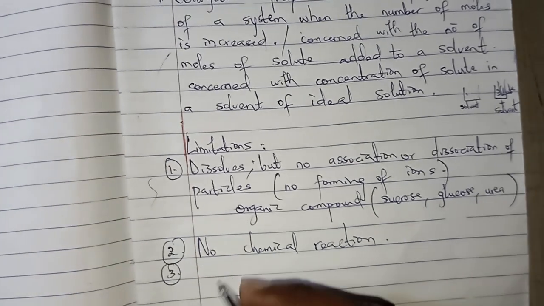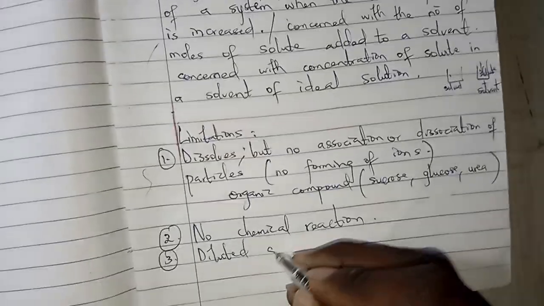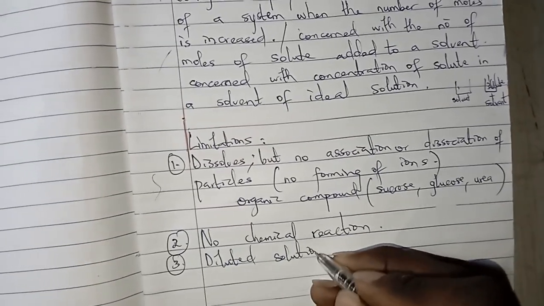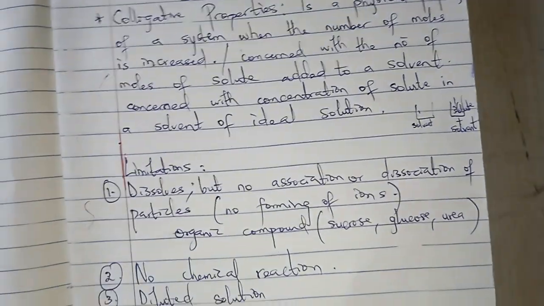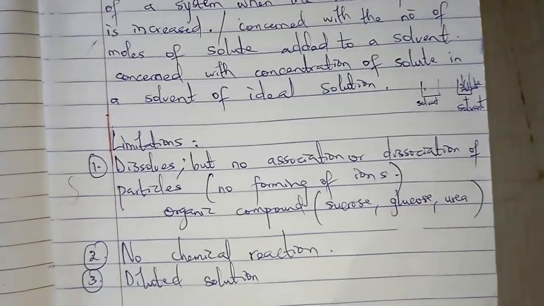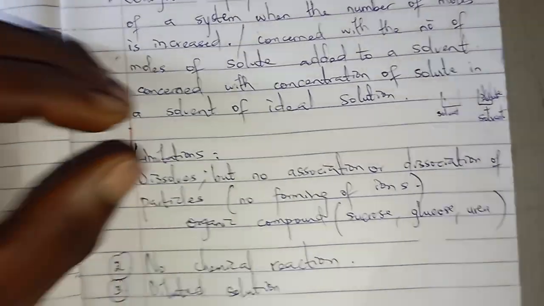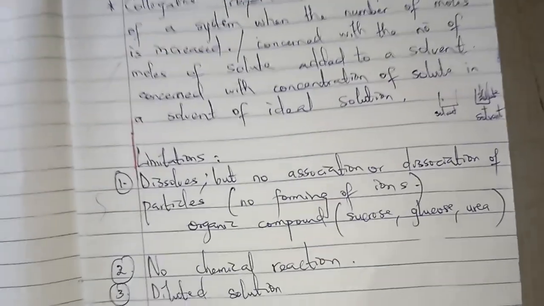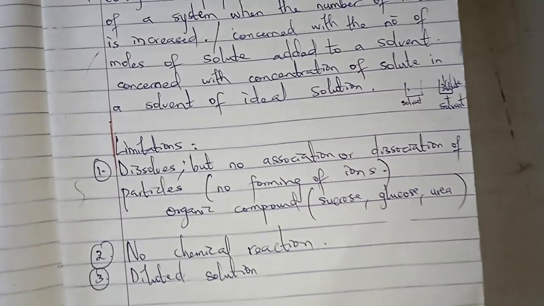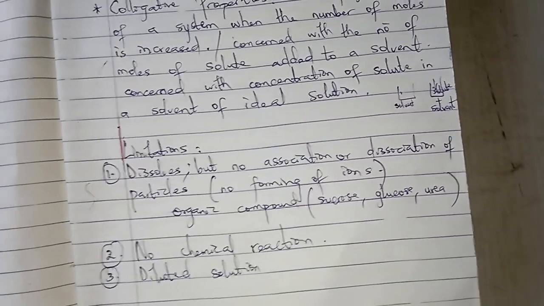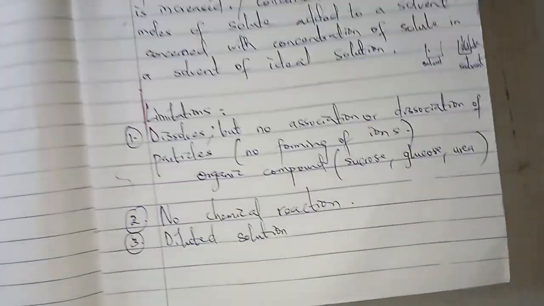Number 3, it should be in such a way that it is a diluted solution at the end of the day. Even as we add the solutes, we are making sure that the solvent is more. Anything diluted means having less particles, while concentrated means having more particles. So even as you add particles, the solvent is still far larger or more than the solutes.